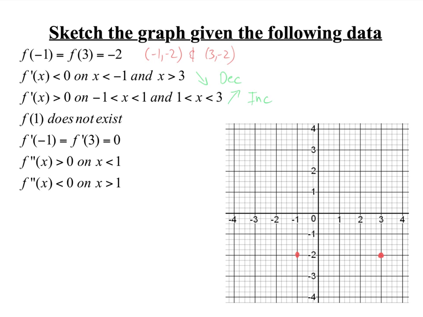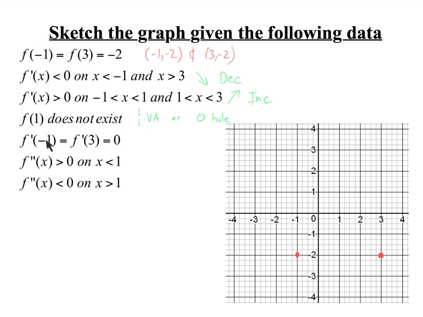Okay, this next piece is saying at 1, something's weird. It doesn't exist. So that basically means it's a vertical asymptote, I'll call it a VA, or maybe a hole, not a 0, but a hole maybe. I don't know, something like that. Something weird's happening there. We got to pay attention to that when we sketch this.